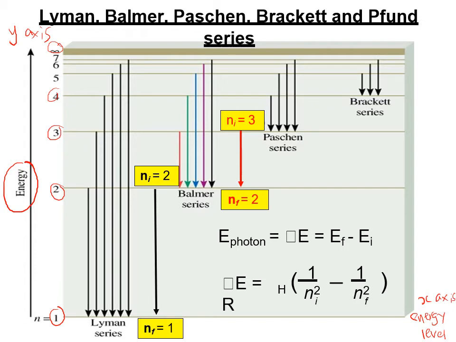Okay, so just now we said some of the electrons drop to n equal to 1, some of them drop to n equal to 2, and then 3, and also 4. Okay, so these are the ones. If we transform them into the energy level diagram, this is what we can see.